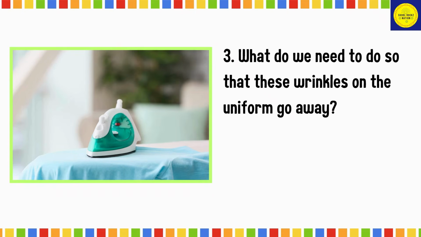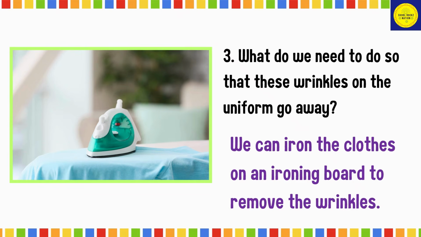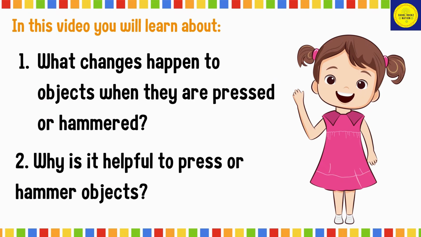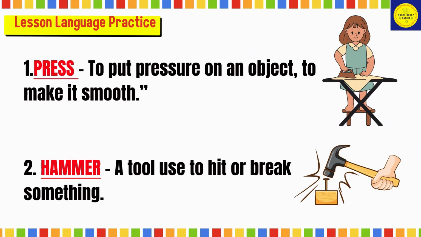Here is the third picture. What do we need to do so that these wrinkles on the uniform go away? We can iron the clothes on an ironing board to remove the wrinkles. In this video, you will learn about: 1. What changes happen to objects when they are pressed or hammered? 2. Why is it helpful to press or hammer objects?